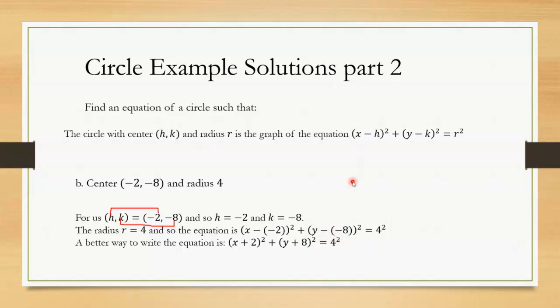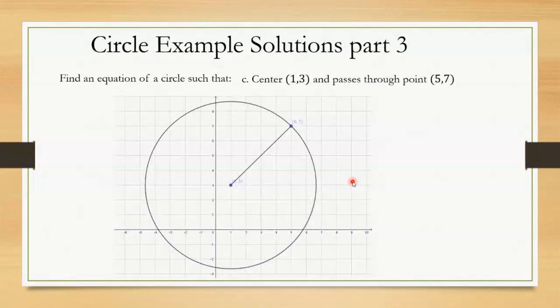Okay. For the next one, this one's a little bit different. We want to get an equation of this circle. So what are we missing? Can someone tell me? The radius. The radius, correct. We have the center, that's 1, 3. But we can easily get the radius, because I give you another point on the circle, 5, 7. We're going to use distance.